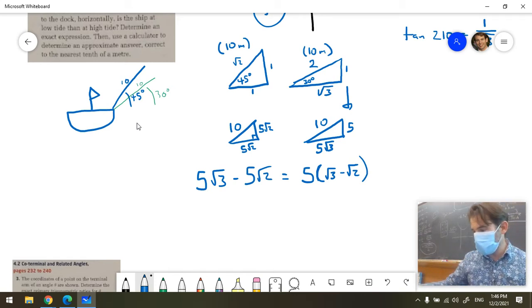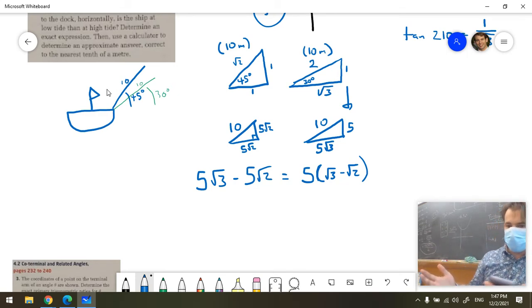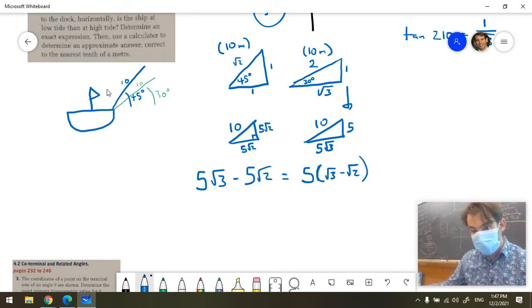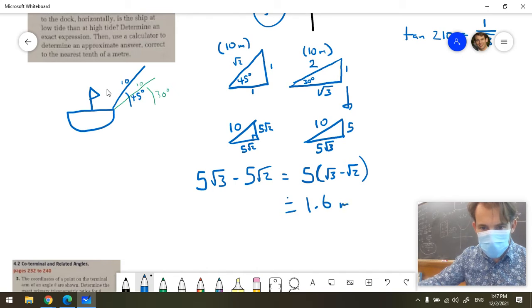And that I can calculate on the calculator. So let's do that. We want to guess as well. We're imagining this rope 10 meters, and it gets a little bit further away. I'm going to guess that this is like a little less than 2 meters. So I try 5 times, and then in brackets the square root of 3 minus the square root of 2, end bracket, equals 1.58, so 1.6 meters. Oh yeah, a little less than 2 meters. So that's approximately equal to 1.6 meters.